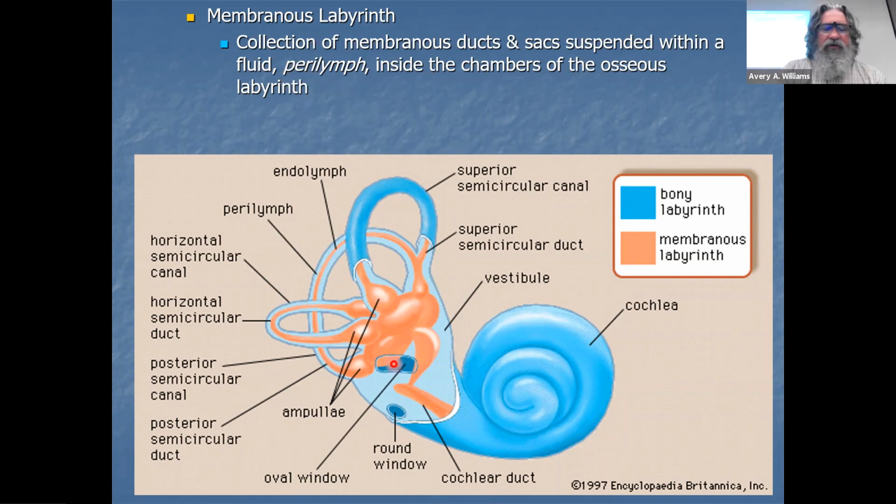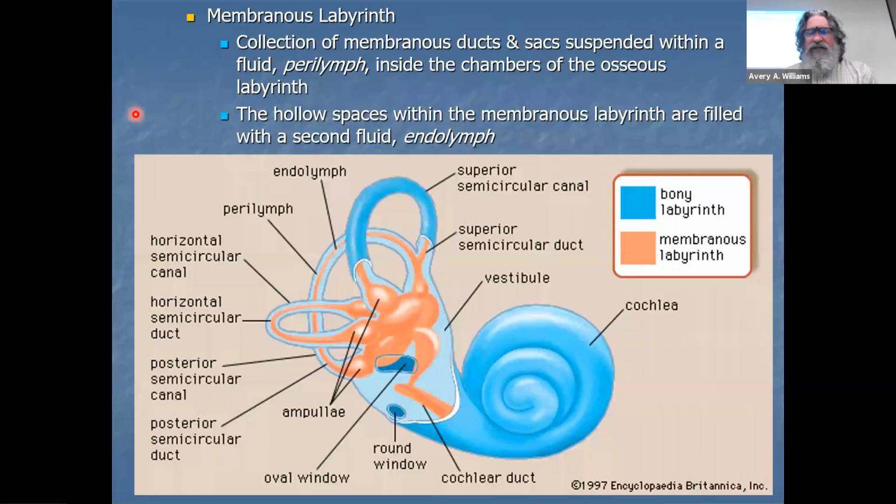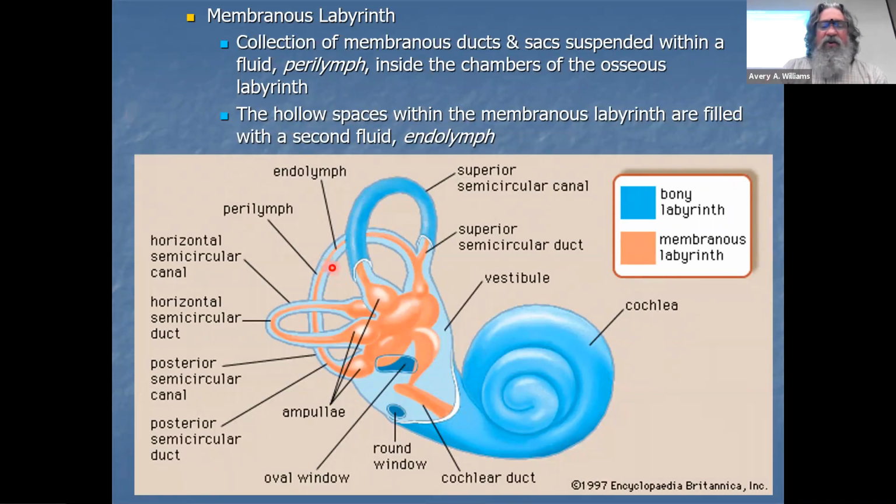Remember I told you about that fluid on the other side of the oval window? Well, that fluid's called perilymph. Peri means surrounding, lymph means like water. It's like surrounding water. It's inside the chambers of the osseous labyrinth all throughout. The spaces within the membranous labyrinth are filled with a second fluid called endolymph.